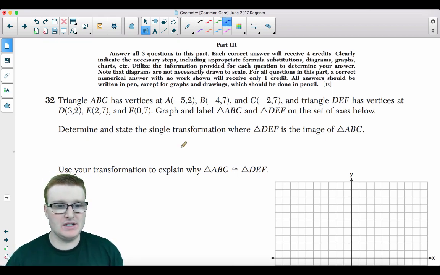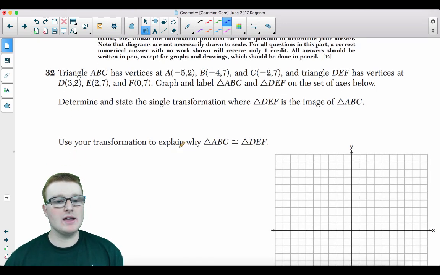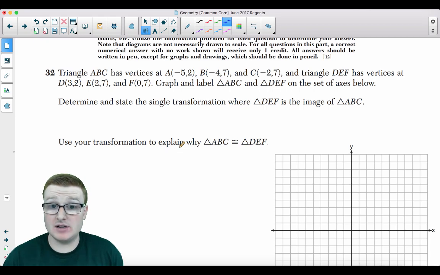So, let's go ahead and graph these vertices. Triangle ABC has the vertices (-5, 2), (-4, 7), and (-2, 7). And triangle DEF has the vertices (3, 2), (2, 7), (0, 7). Graph and label triangle ABC and triangle DEF on the set of axes below. All right, graph and label.